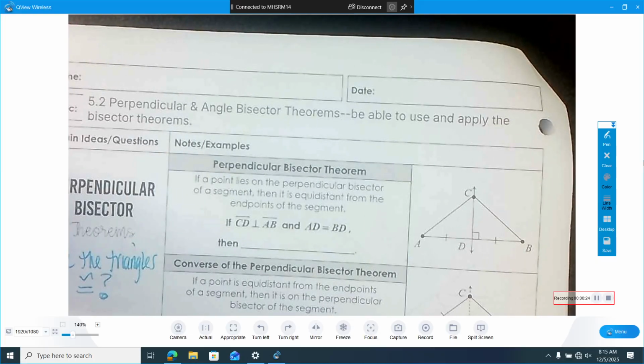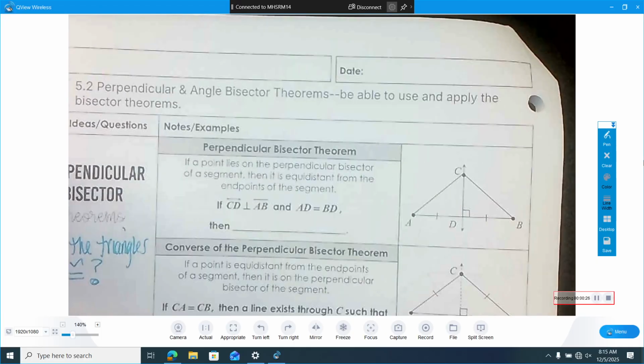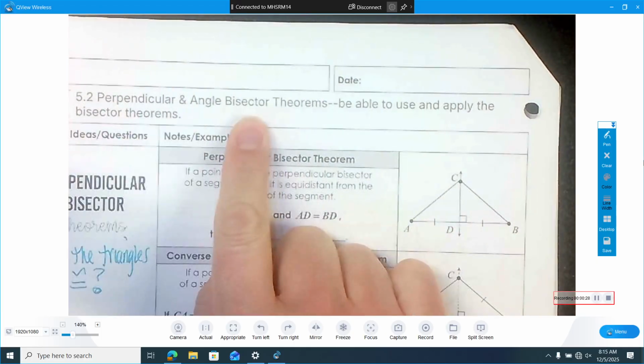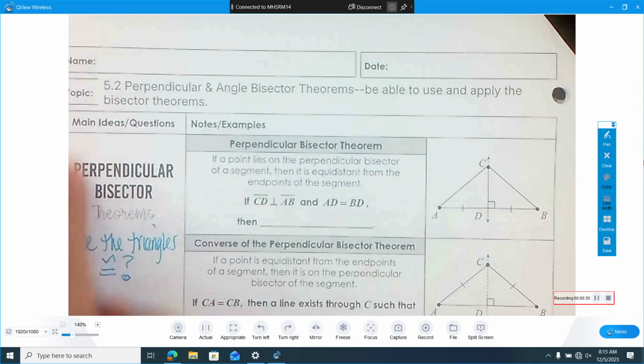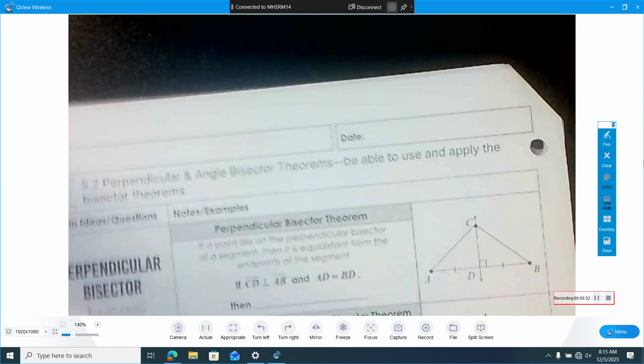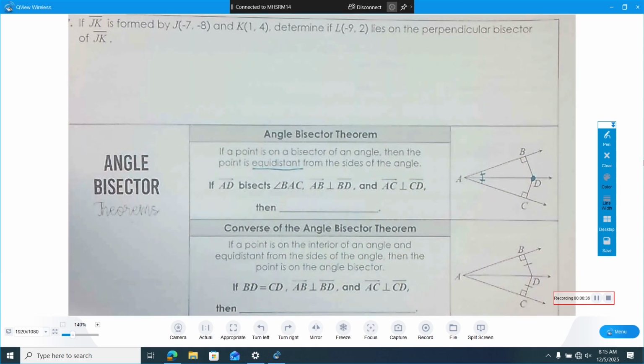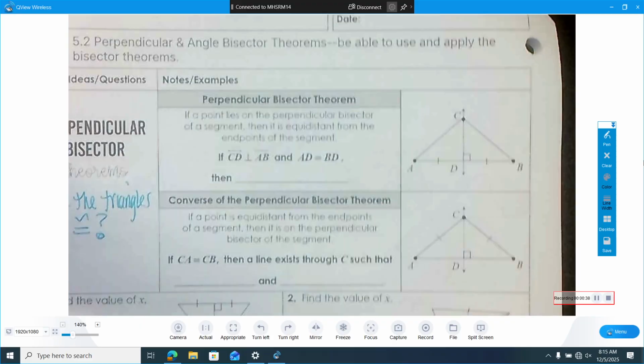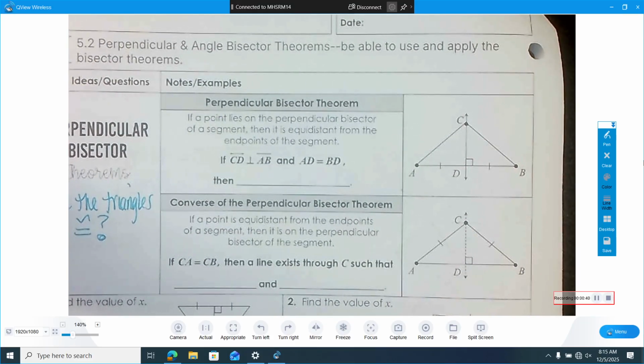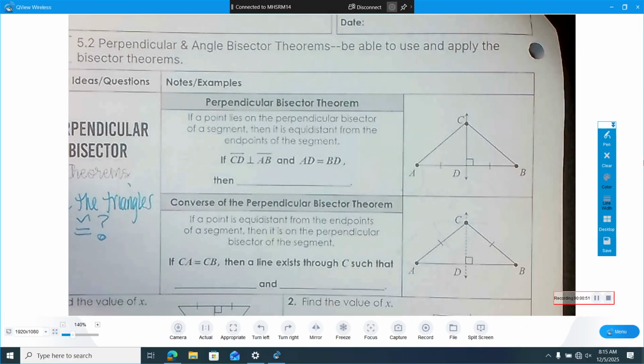Today we have the perpendicular bisector theorem and the angle bisector theorem. So you can see we have this perpendicular bisector theorem we're going to talk about, and this angle bisector theorem as well. I don't like these theorems, so I'm not going to talk about them too much because I would rather go back to triangles, okay? It's actually much easier if we just think about the triangles.